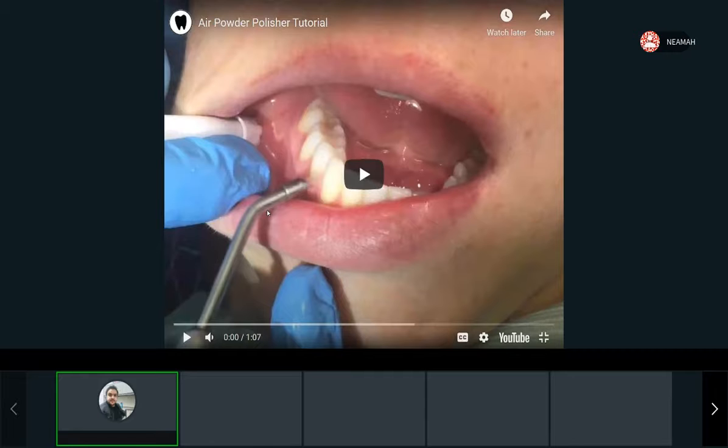They put some sand and water with a lot of pressure and air, and they can clean up a lot of things. So air polishers are becoming more popular, but again, you have to use them responsibly because you can hurt the teeth. But they're really nice and they can remove stubborn stains on the teeth. So let's take a look at this.